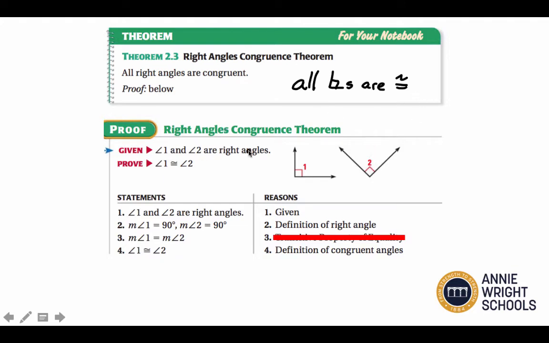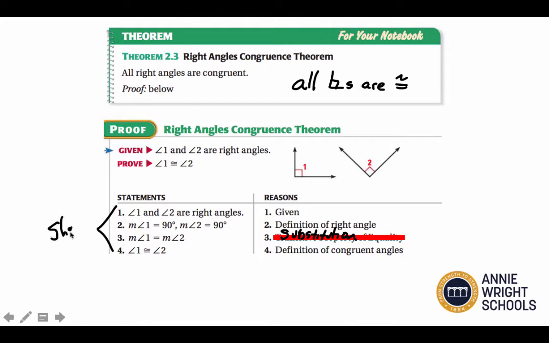Take a look. We have two right angles, and we're going to prove that they're congruent. Given that angle 1 and angle 2 are right angles, I know their measures are 90 degrees by definition of right angle. I disagree with the book on the property they wrote here. If the measure of angle 1 equals 90 and the measure of angle 2 equals 90, then the measure of angle 1 equals the measure of angle 2 by substitution. And then, because the measures are equal, the angles are congruent. It is a 4-step proof.